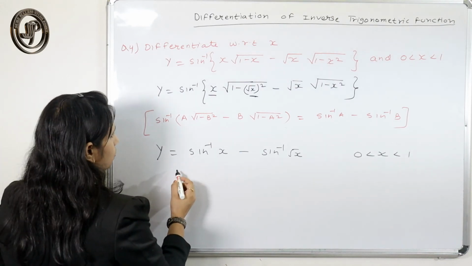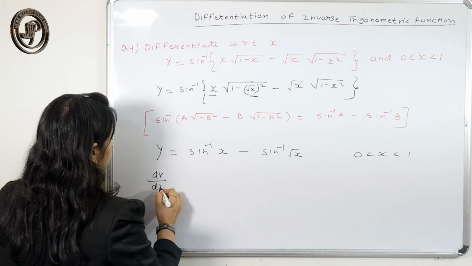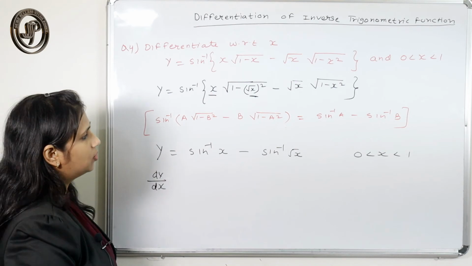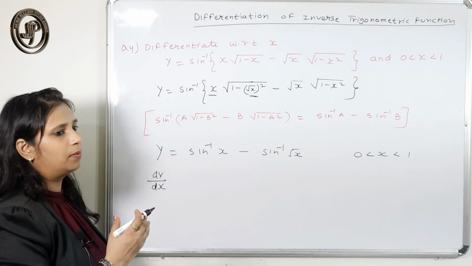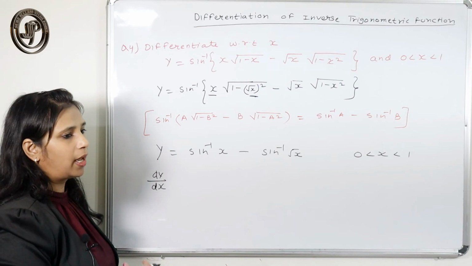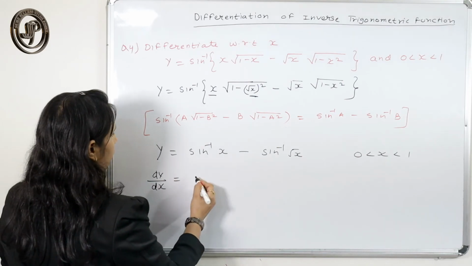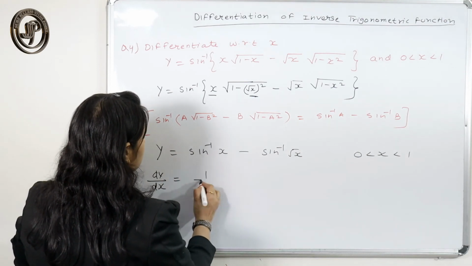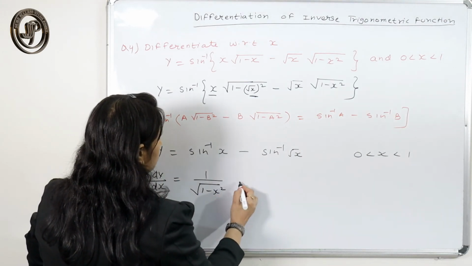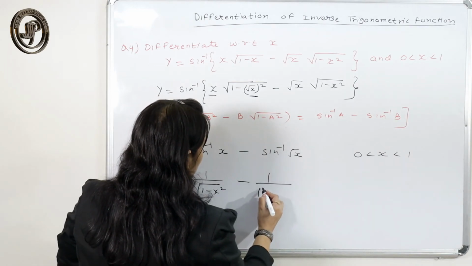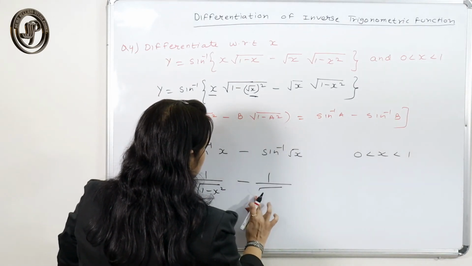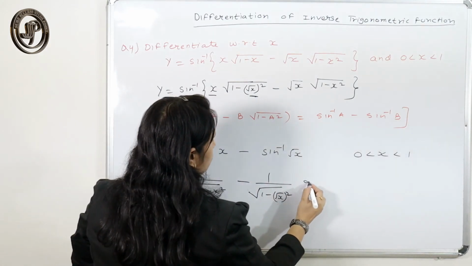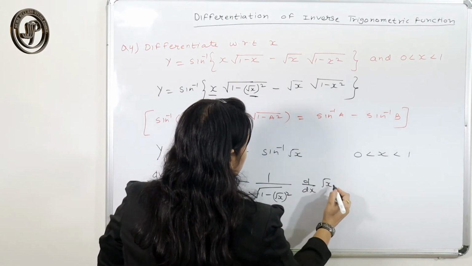Okay. So, then what would be dy by dx? If your x is 0 to 1, then your sine theta will be in the range 0 to pi by 2. So, we can write this as sine inverse, and the differentiation of this is under root 1 minus x square, by chain rule again root x.